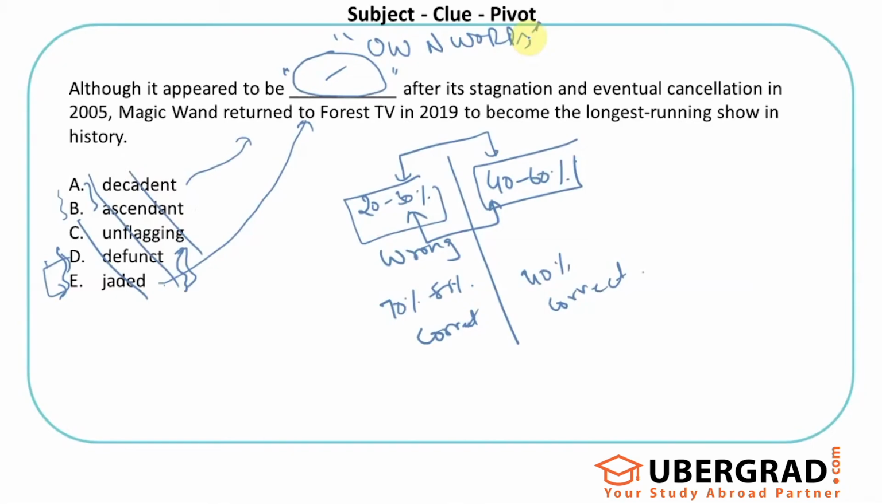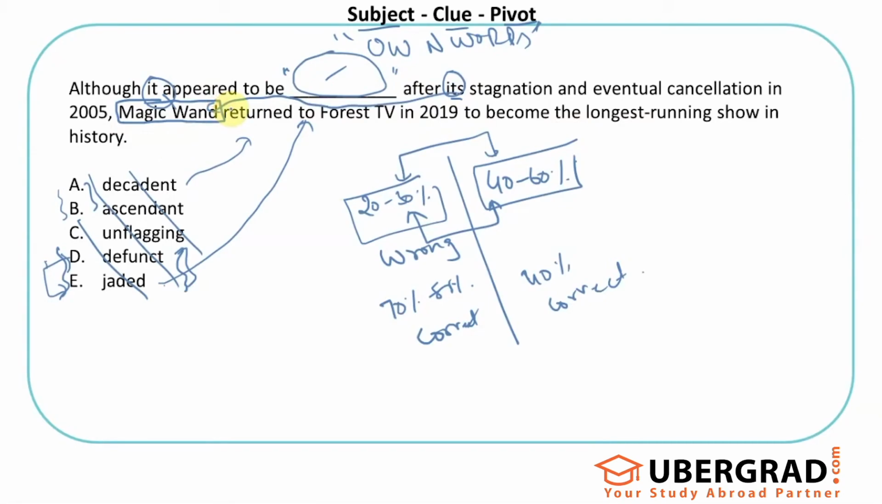So what are we talking about? There are things called subject, clue and pivot that you have to be careful about. In every sentence, there will be one main subject on which the topic is going on. Let's look at this: although it appeared to be dash after its stagnation and eventual cancellation in 2005, Magic Wand returned to Forest TV in 2019 to become the longest running show in history. Magic Wand is a TV show they're talking about. This is the main subject. It's all about this TV show, Magic Wand.